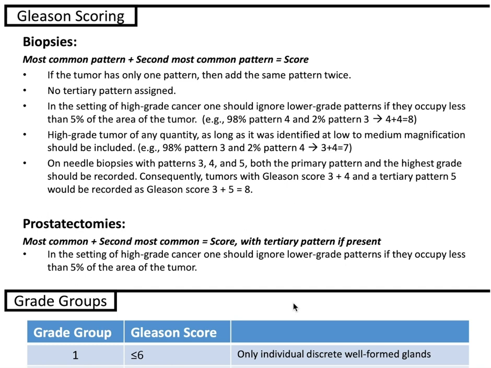is 7. And on needle biopsies with patterns 3, 4, and 5, you mention the primary pattern and the highest grade should be recorded. So tumors with Gleason score 3 plus 4 and a tertiary pattern 5 would be recorded as Gleason score 3 plus 5 is 8, even if there's very little 5 present. You will still mention that.